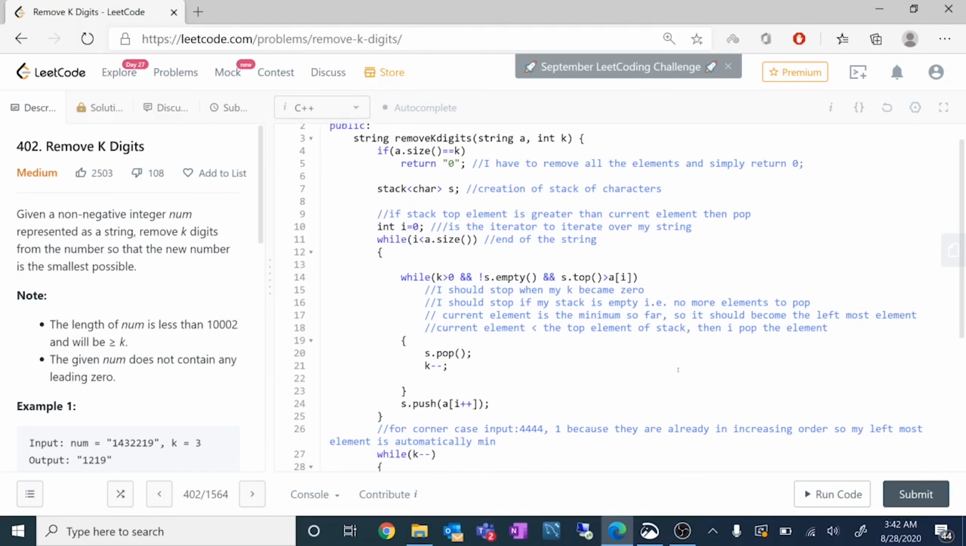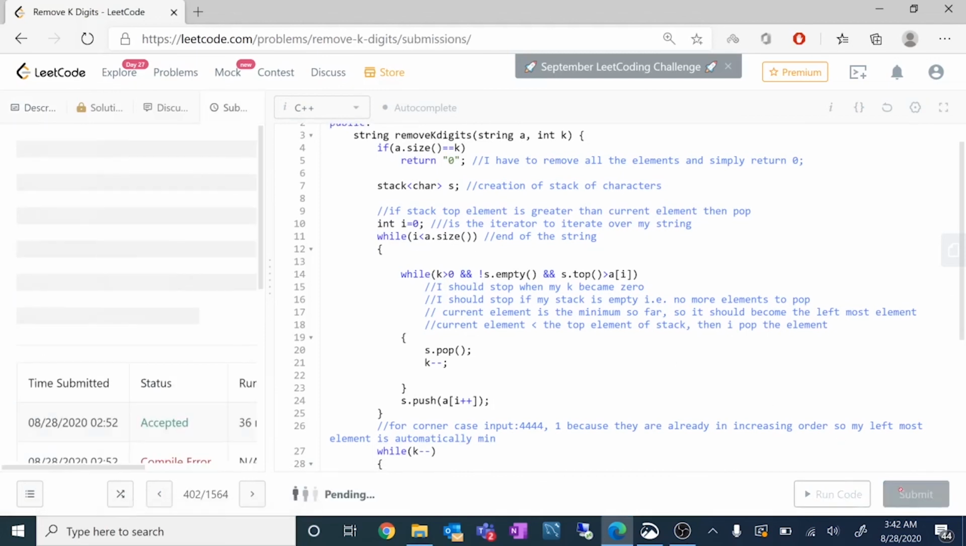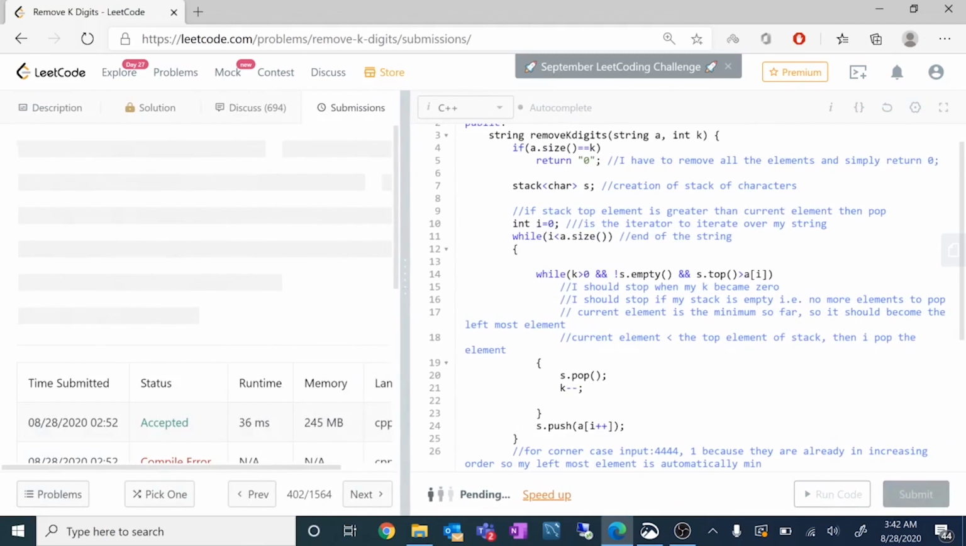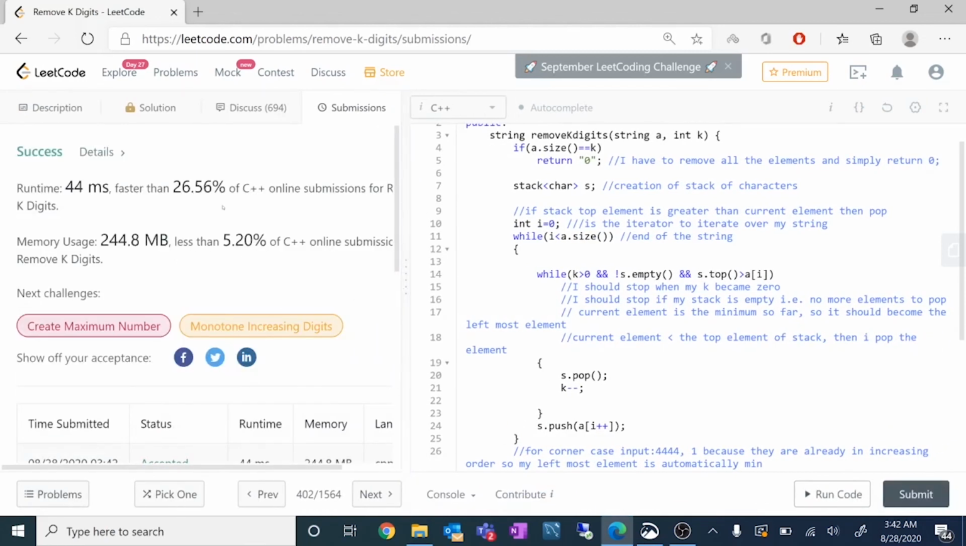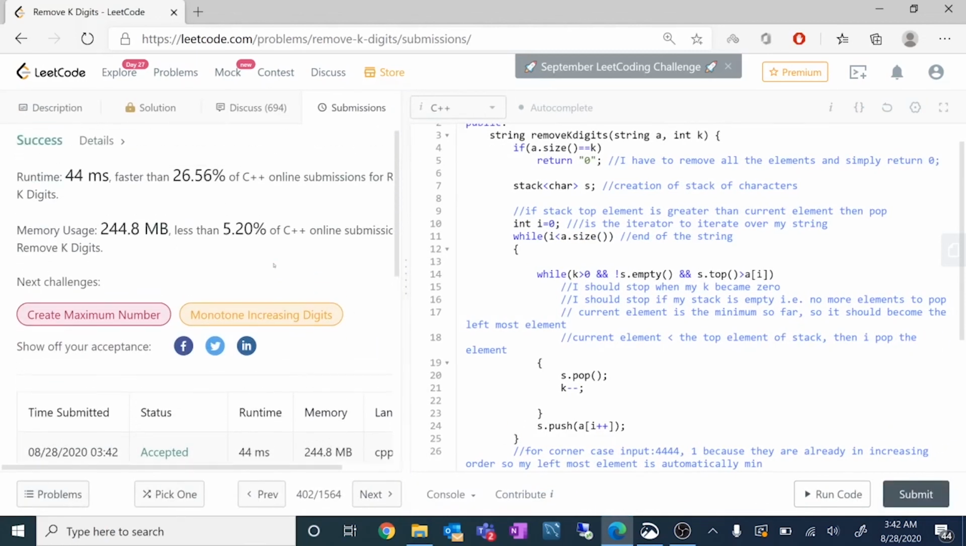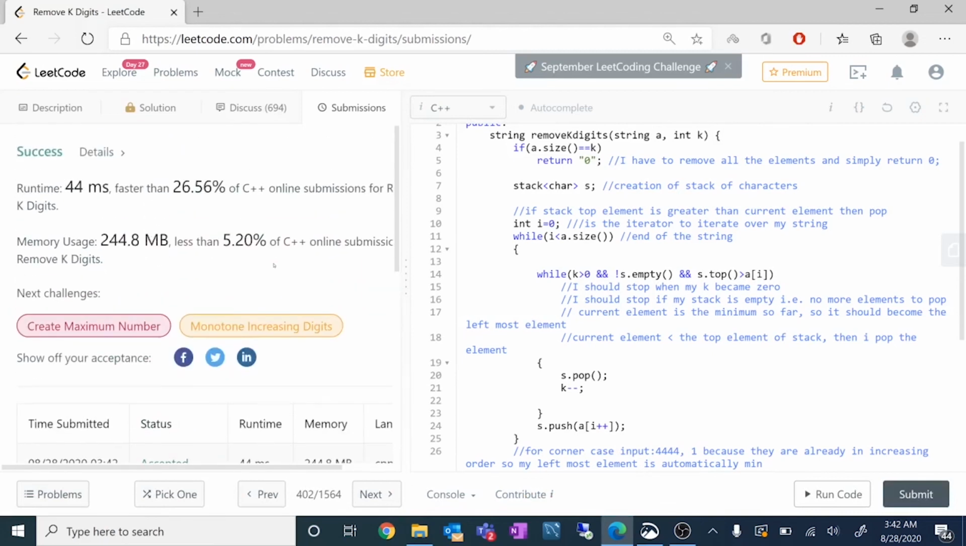Now let's try submitting it, and you'll see that this code will get submitted. Let's just wait for the verdict. Yes, you can see here, this does get submitted, the memory limit is also good, and the runtime isn't that bad either. So yes, this was the entire solution for it.